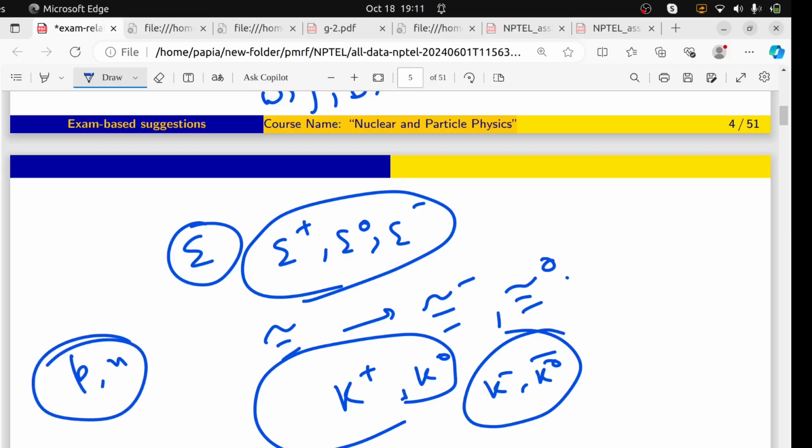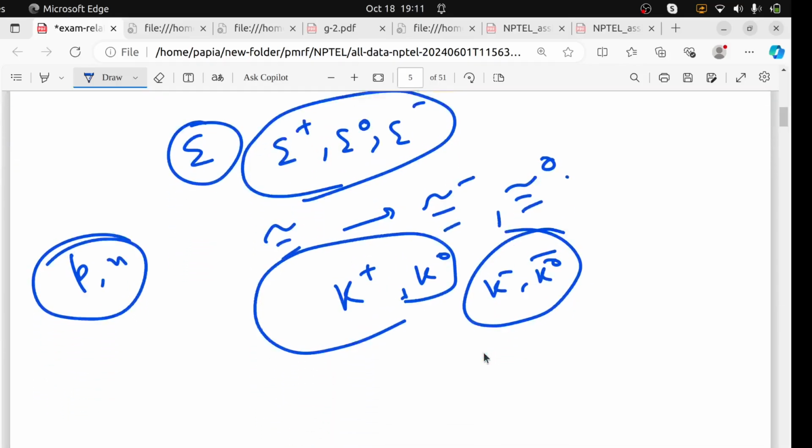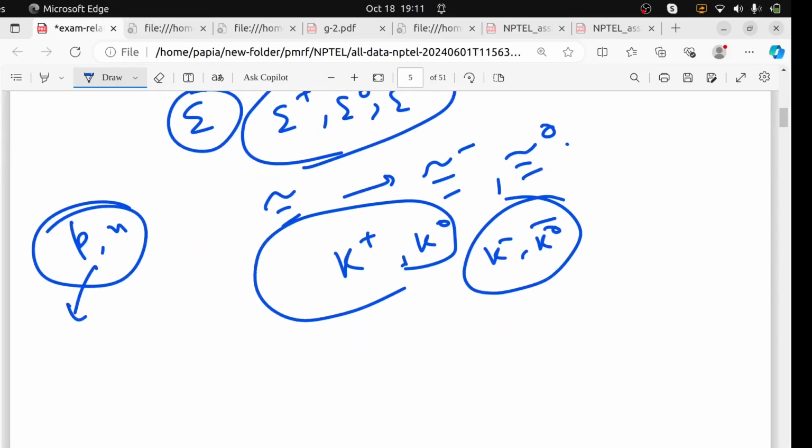So if you know these family members, then you can simply get an idea of what the I3 will be for these values. Let's say p. There are two members in this family, so two members means 2I plus 1 equals 2. So I will be half. I mean, not I3, it should be I.